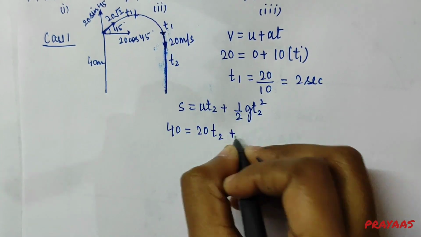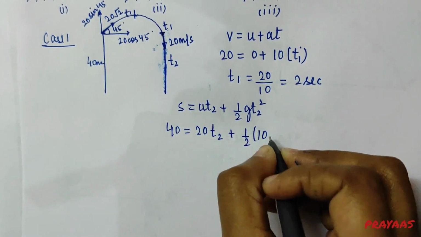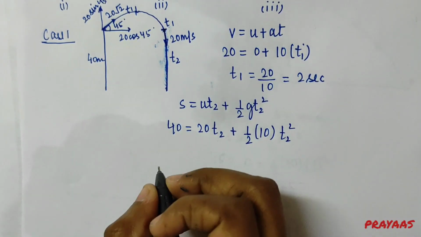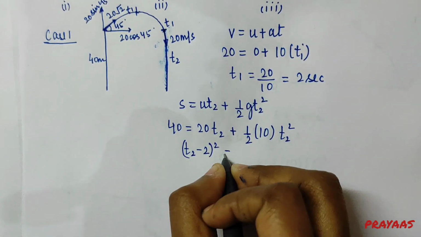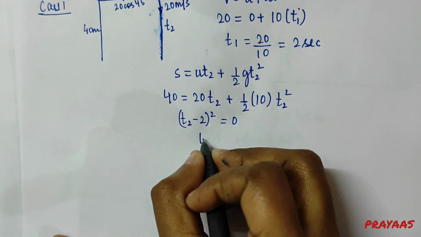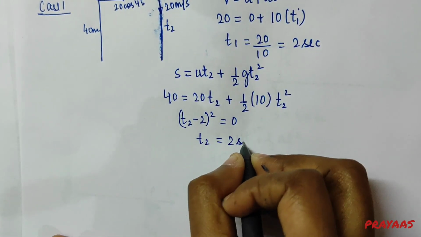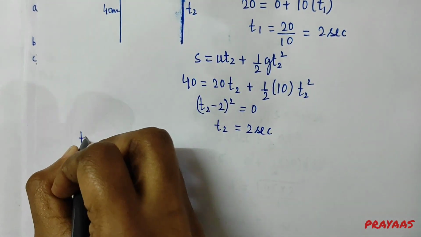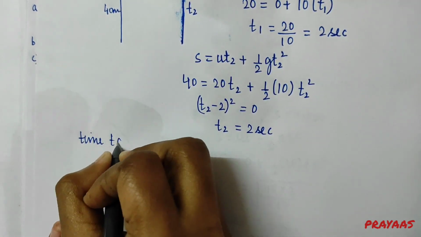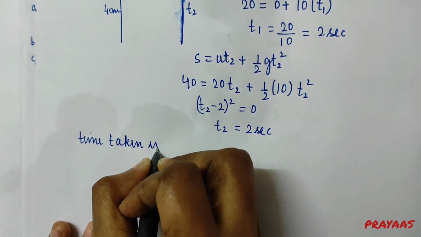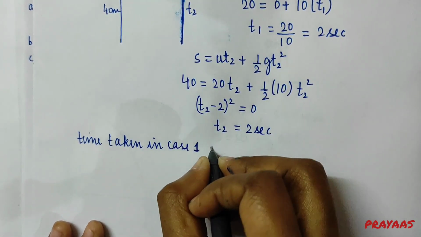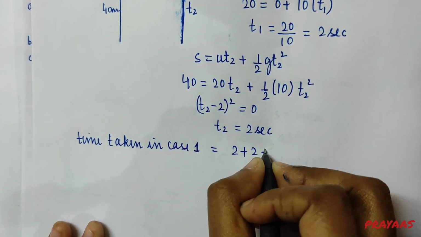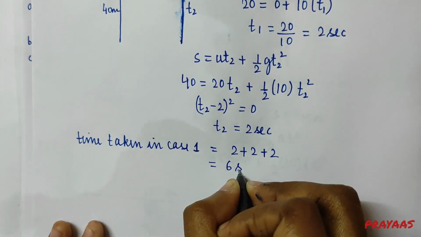T2 plus half G is 10 T2 square. So (T2 minus 2) whole square equals 0. So T2 will come out to be 2 seconds. So the time taken in case 1 will be 2 plus 2 plus 2, that is 6 seconds.